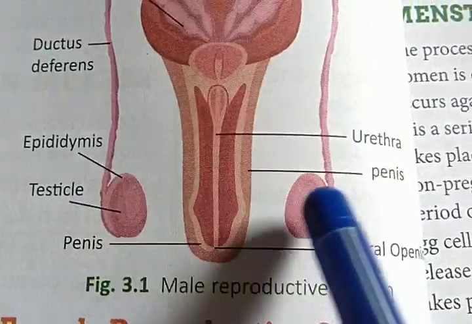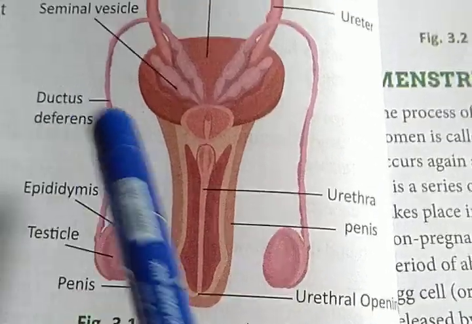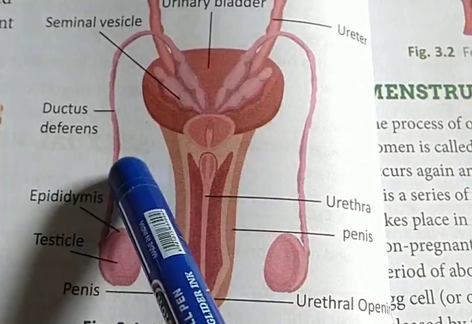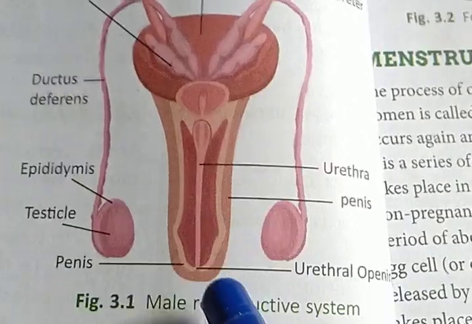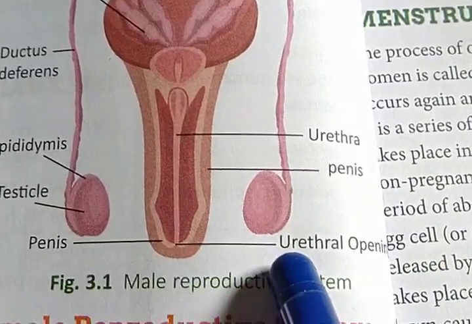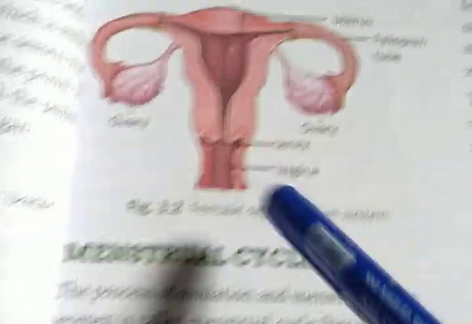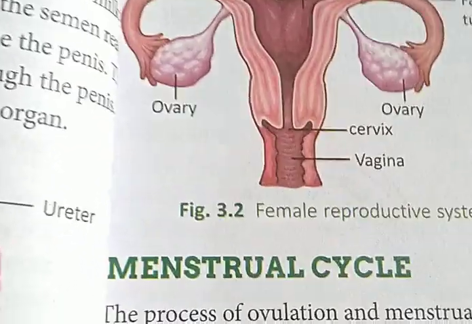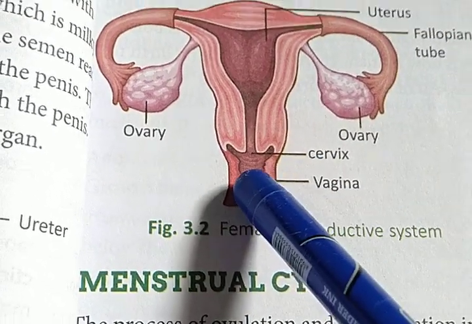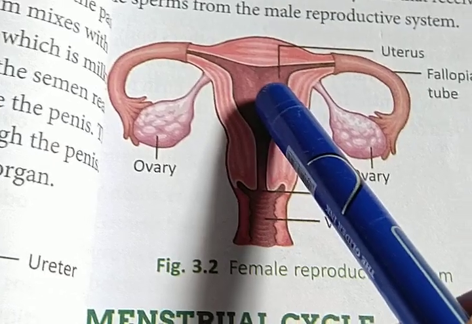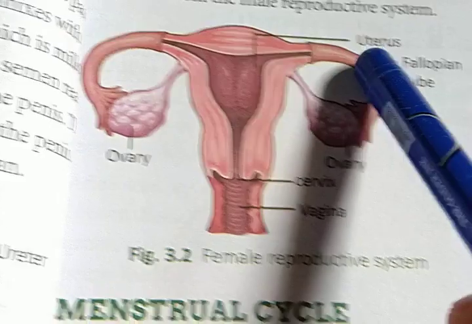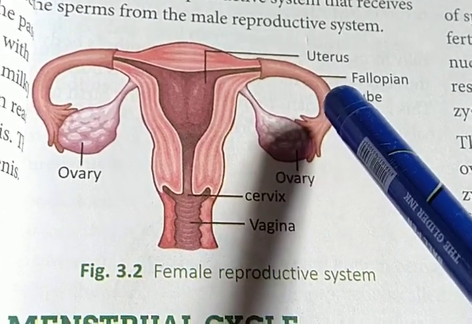Basically, both testes produce sperm. The sperm passes from the vas deferens and comes into the penis at last. The penis releases the sperm and introduces it into the vagina. Through the vagina, it enters the uterus, and from the uterus it goes into the fallopian tube or oviduct.